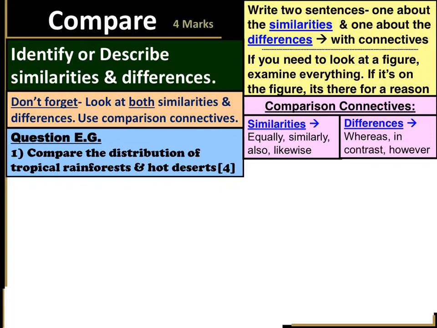We're going to look at 2 example questions today to show you how to use the command word compare. The first one says compare the distribution of tropical rainforests and hot deserts. Again, look at the command words, the support materials in the yellow box and also the pink box, how to approach it and what to write.